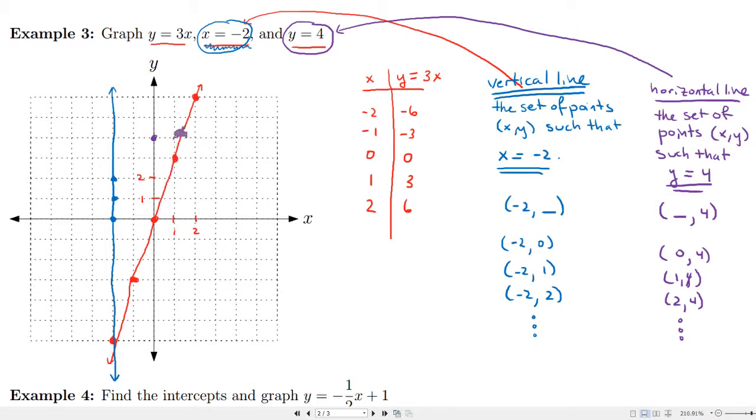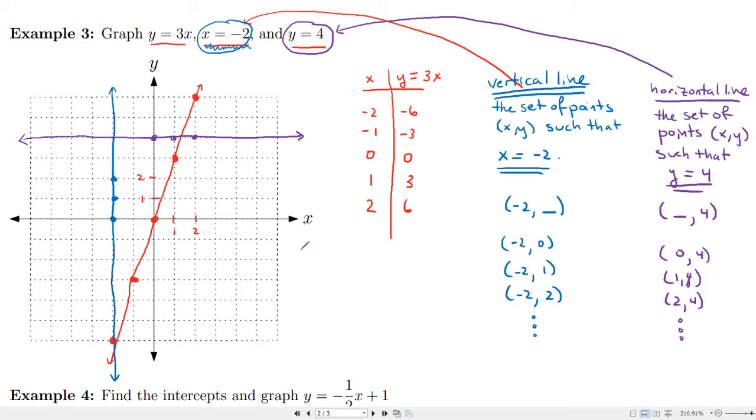1, 4 would be here. 2, 4 would be here. And then everything on that purple line right there is a point of this form right here. So it's a point xy such that the second coordinate is a 4. Okay, so that's a good thing to remember. When you have x values equal to a constant, that'll be a vertical line. When you have y equals a constant, that'll be a horizontal line.